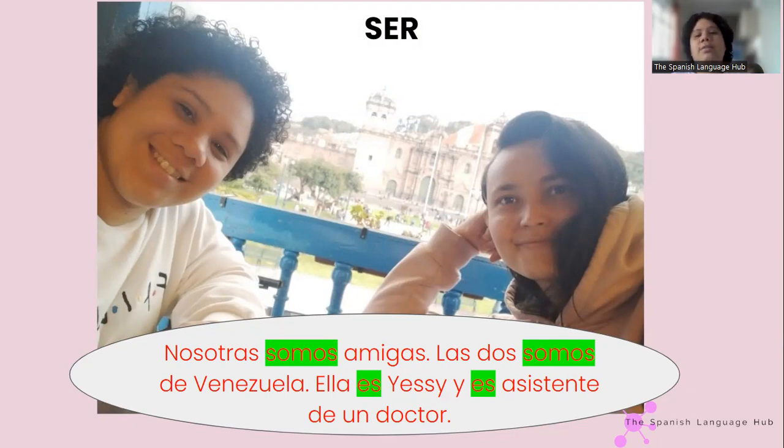So, again, here I'm establishing my relationship with her, that we're friends. She's my friend. That we are both from Venezuela. That her name is Jessie, that she's the doctor assistant. So, I'm talking about her profession, our nationality, our relationship, and her name.